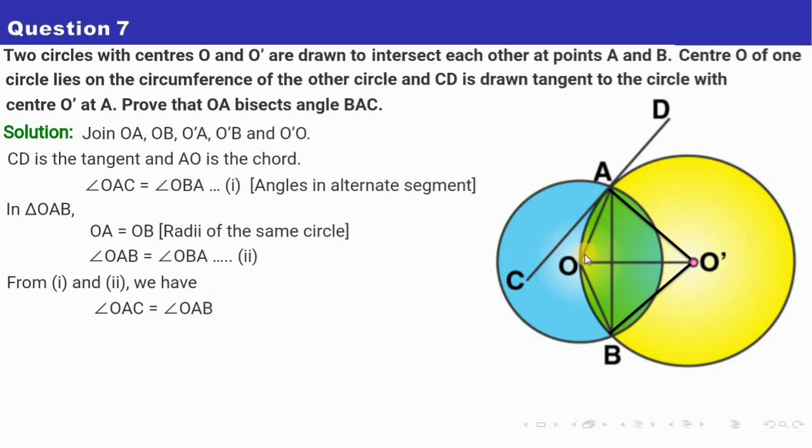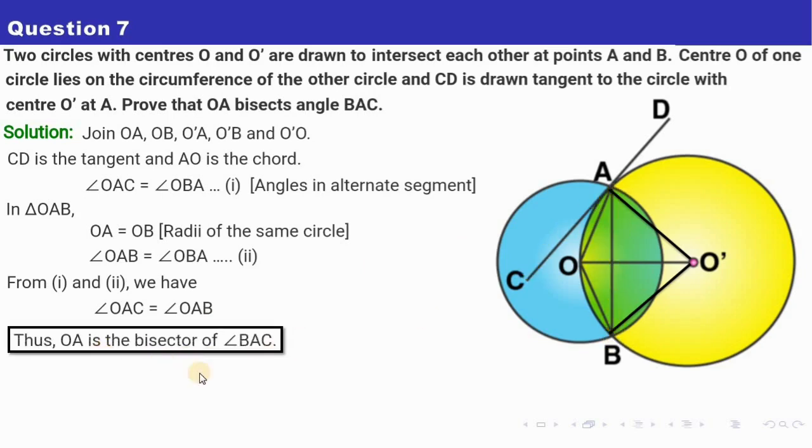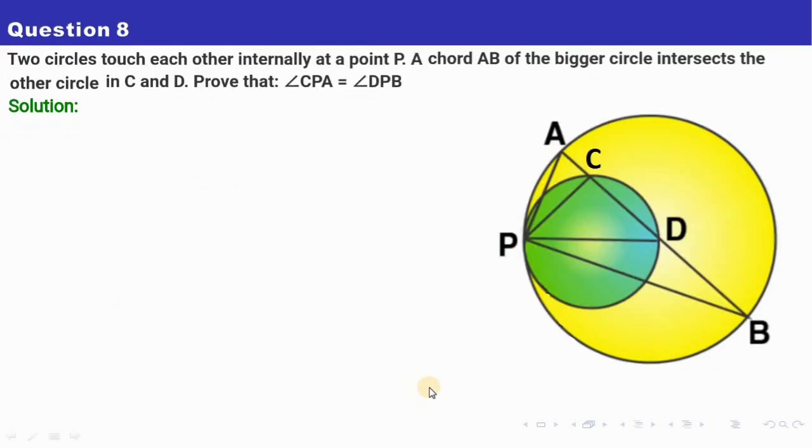So what is the meaning of this? This means that OA is acting like a bisector of angle BAC. That is why I say OA is the bisector of angle BAC. So, you may pause the video to note down.